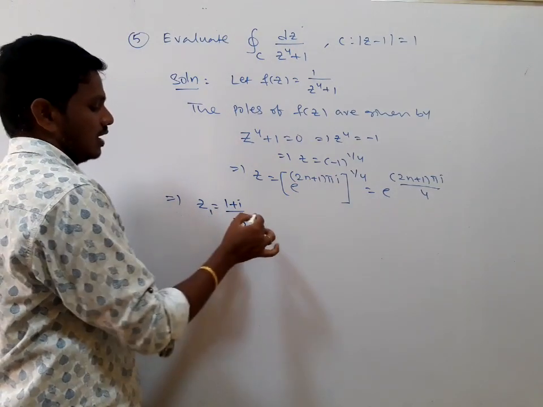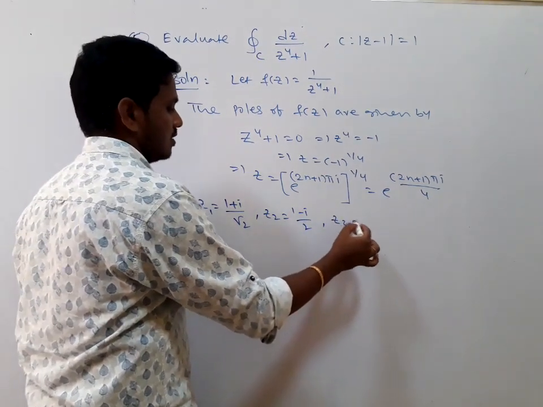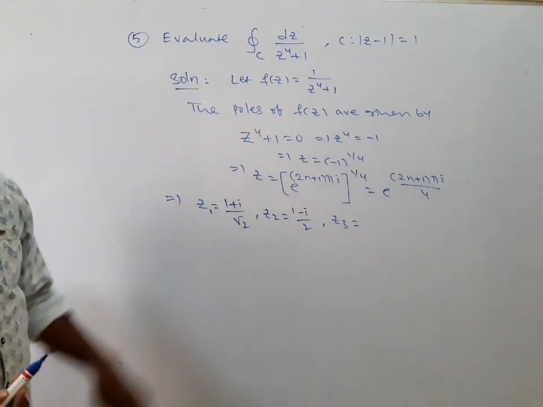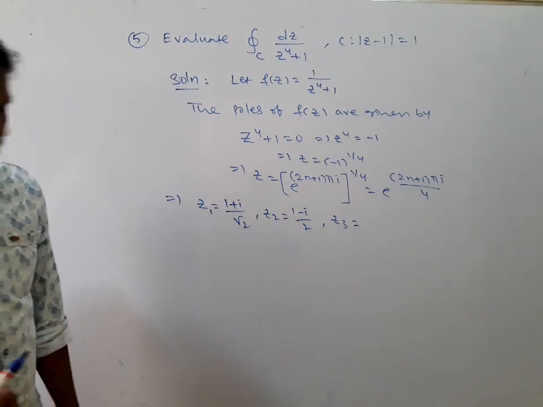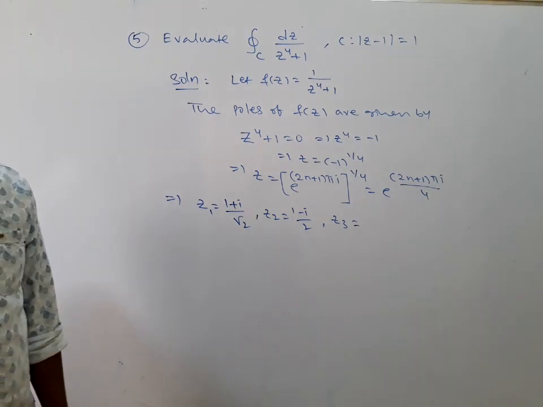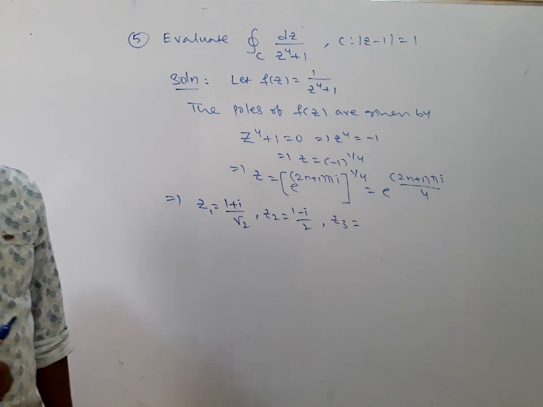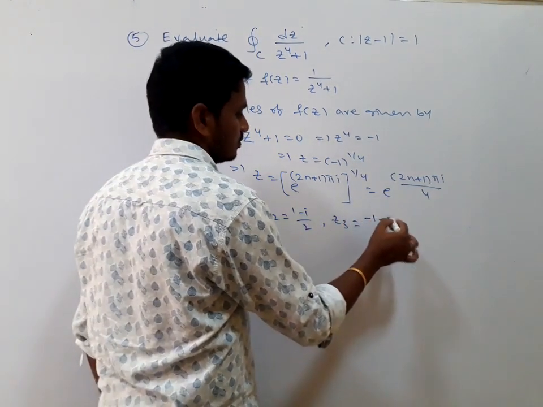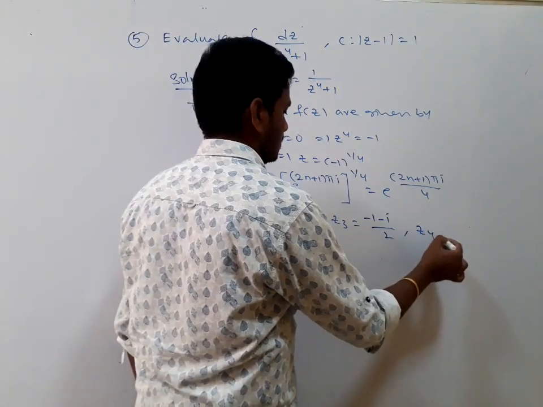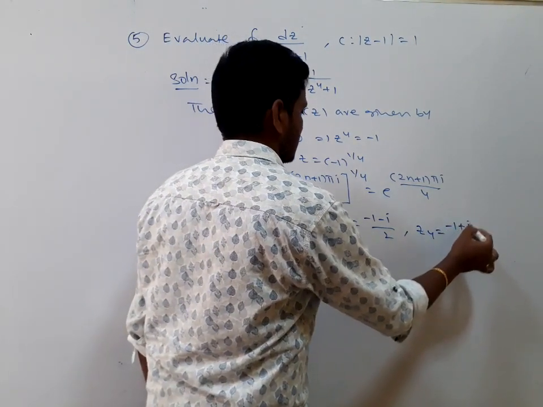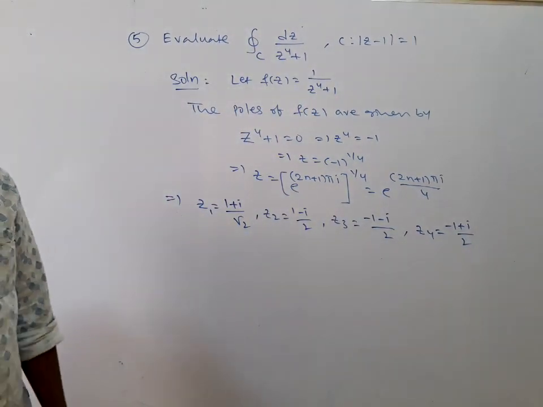Here z1 is 1 plus i by root 2, z2 is 1 minus i by root 2, z3 is minus 1 minus i by root 2, and z4 is minus 1 plus i by root 2. These are the roots here.